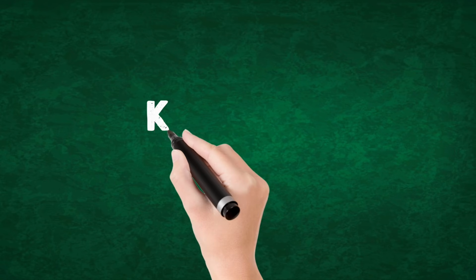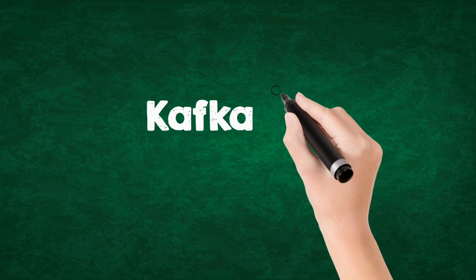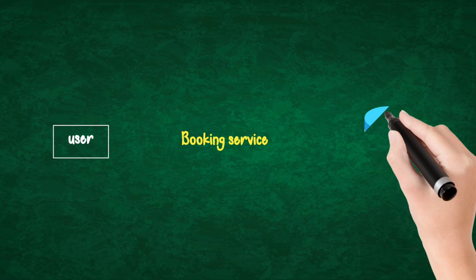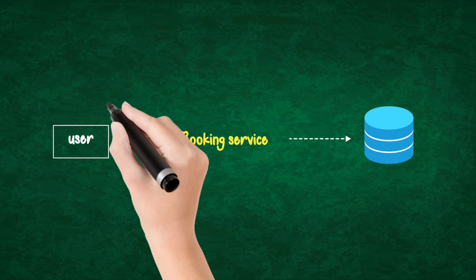In this video, we'll see what Kafka is and how it works. Imagine a user trying to book movie tickets. It is designed such that the user directly interacts with the booking service and the service directly interacts with the database.